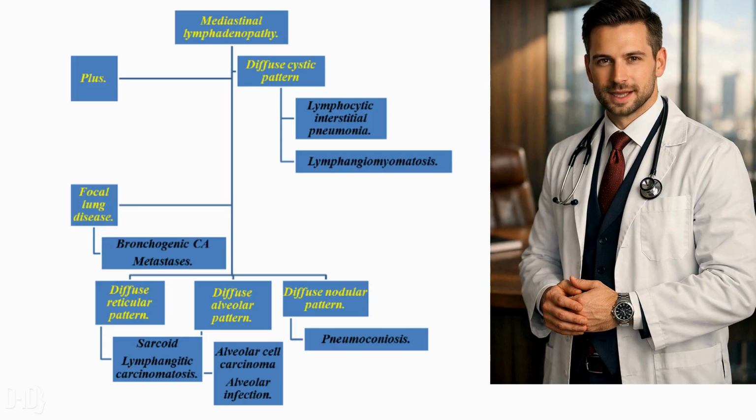In case of mediastinal lymphadenopathy plus diffuse nodular lung pattern, diagnosis is pneumoconiosis. In case of mediastinal lymphadenopathy plus diffuse cystic lung pattern, diagnosis is between lymphocytic interstitial pneumonia or lymphangiomyomatosis. Finally, in case of focal lung disease, it could be bronchogenic carcinoma or metastases.